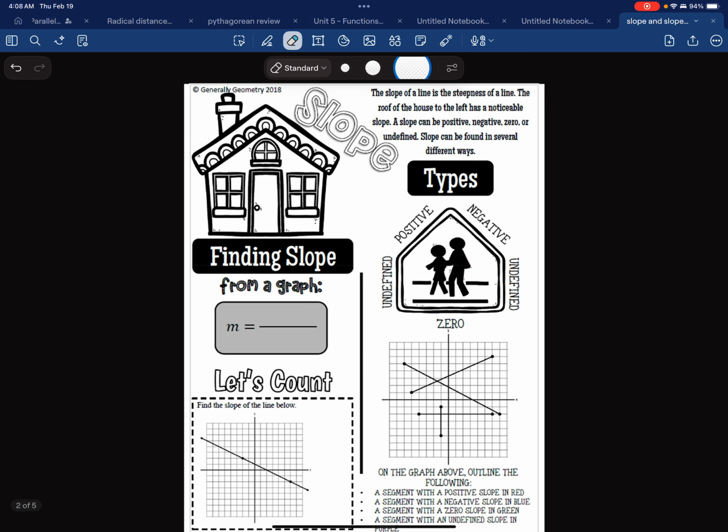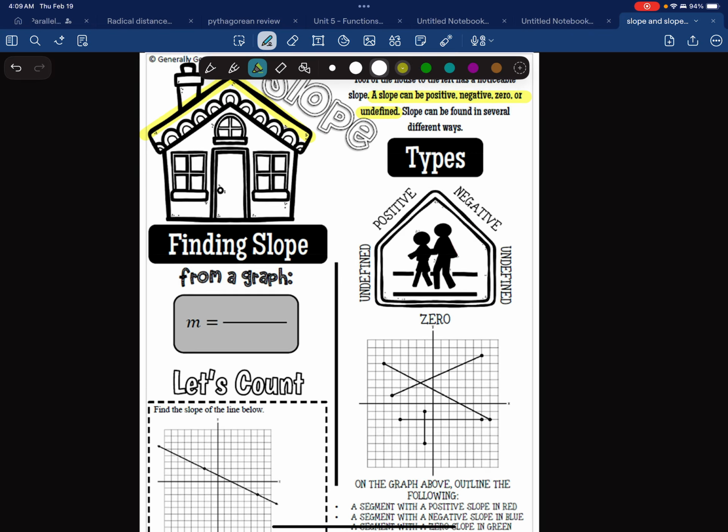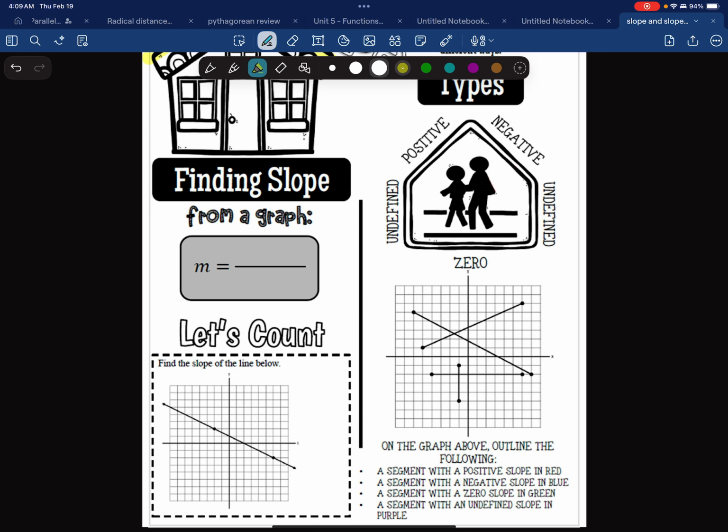All right, so let's talk about slope. Slope is the steepness of a line. So look at your roof over here. See how that's steep? That's a slope, the steepness. A slope can be positive, negative, 0, or undefined. Let's take a look at that real quick.